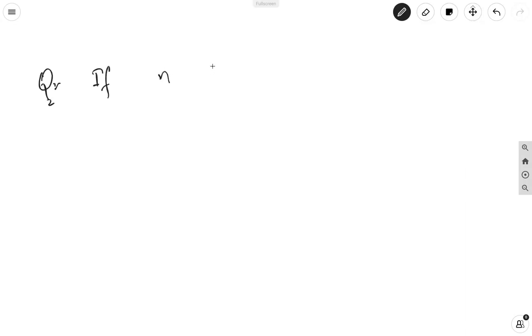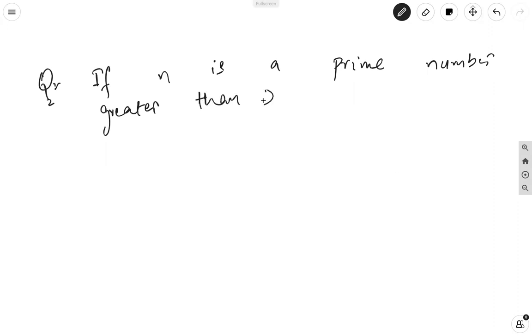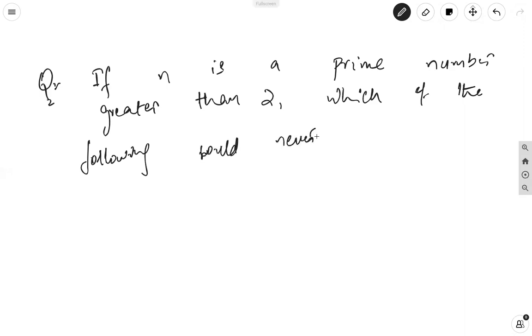If n is a prime number greater than 2, which of the following could never be a prime?